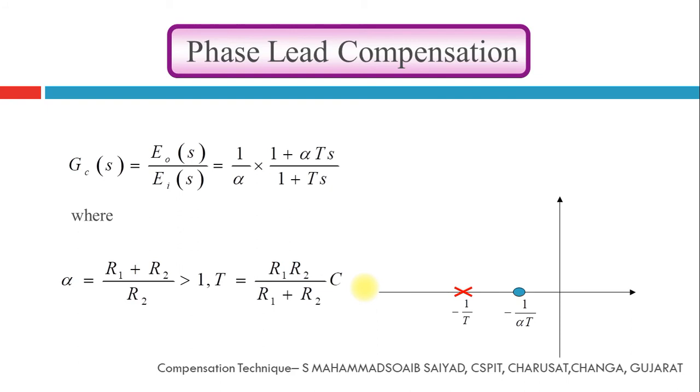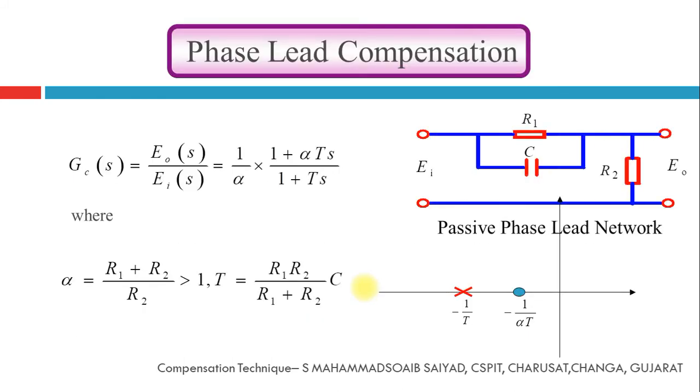The transfer function of the phase lead compensator is given as Gc(s) is equal to E output of s upon E input of s. Generally it is given as 1 upon alpha into (1 plus alpha T s) upon (1 plus T s), where alpha is (R1 plus R2) upon R2, greater or equal to 1, and T is equal to R1 into C. Okay, so this is nothing but your basic configuration, where R1, R2 are given over here and C.